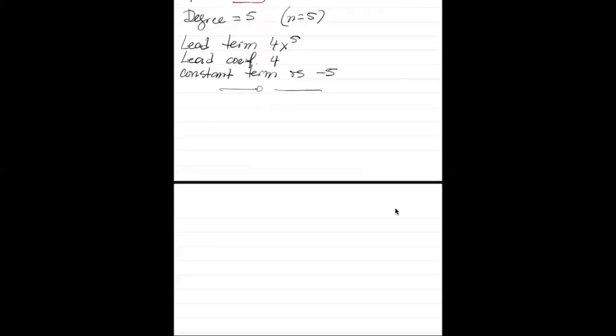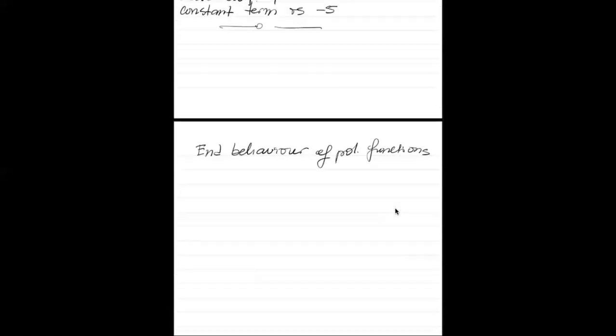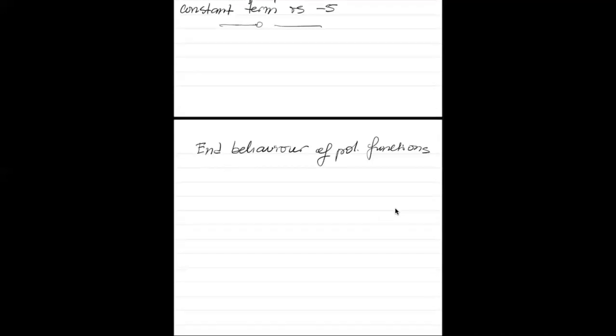Okay, so now we're going to talk about something called end behavior of polynomial functions. In other words, how does the graph behave on both ends, on the left or the right? So let's look at some examples that we are familiar with. So we know the graph of y equals x squared. It's the parabola.